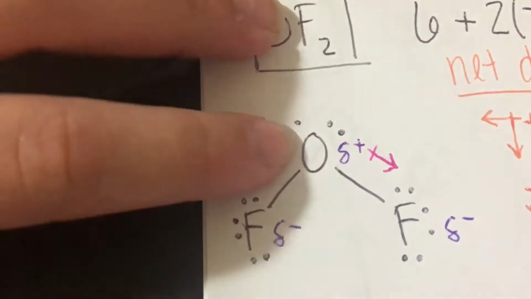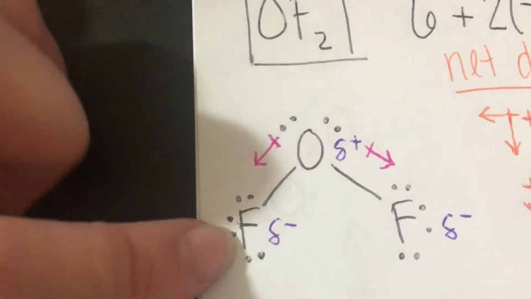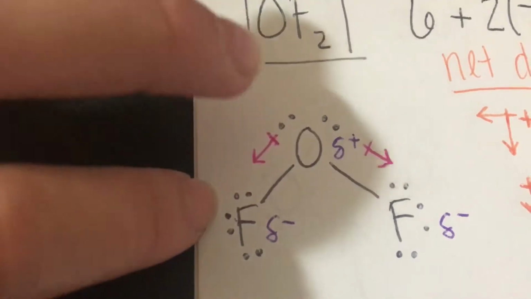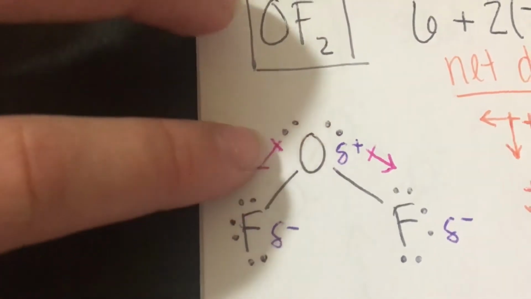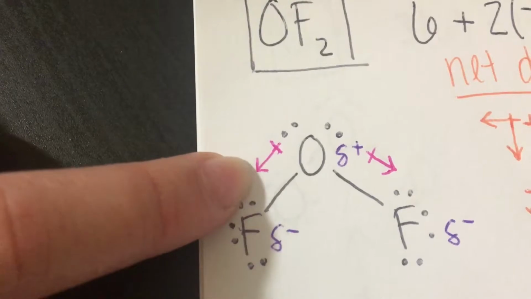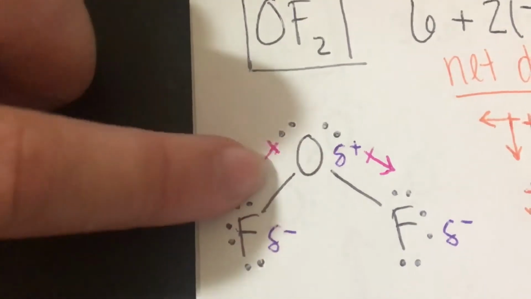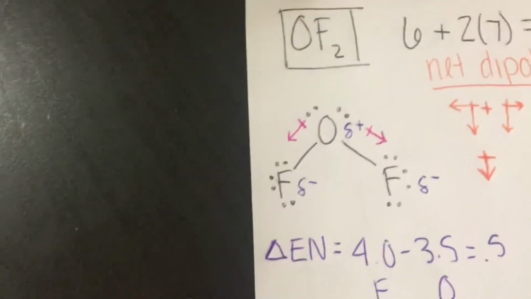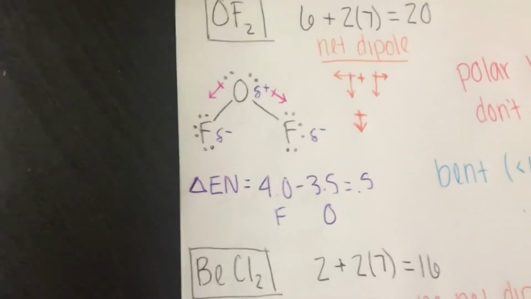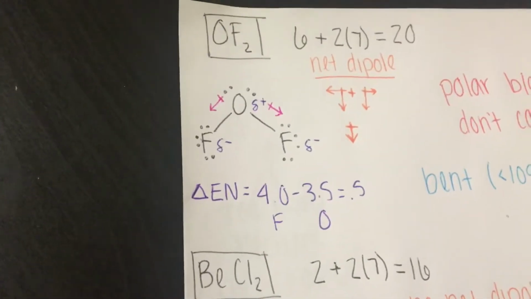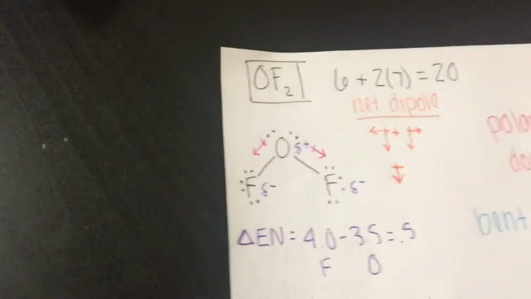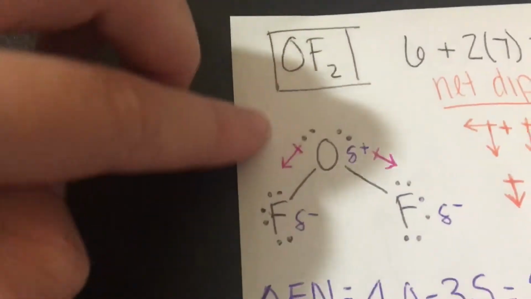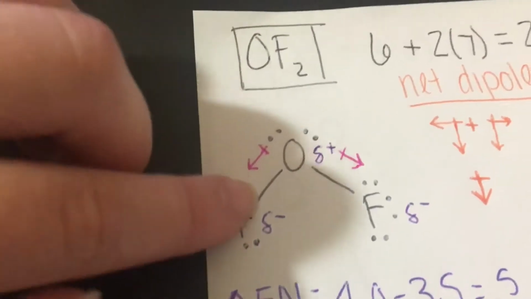The oxygen has a partial positive because fluorine is more electronegative than oxygen, so therefore the bond dipole will be pointing towards the fluorine. And it will also be a little bit smaller than the previous dipole because fluorine and oxygen are closer in electronegativity than sulfur and oxygen. This is a bent molecule, and the bond angles will be less than 109.5 degrees. And because it's bent and the domains are not equal, there will be a net dipole.